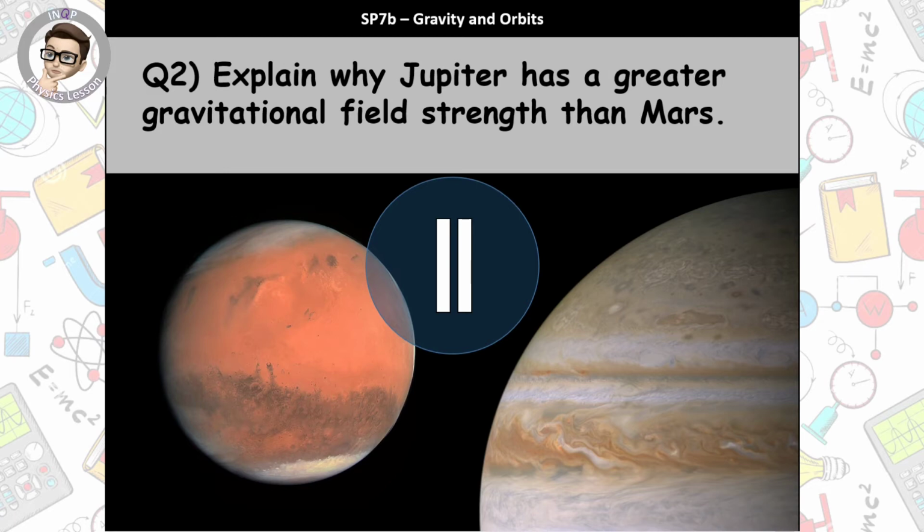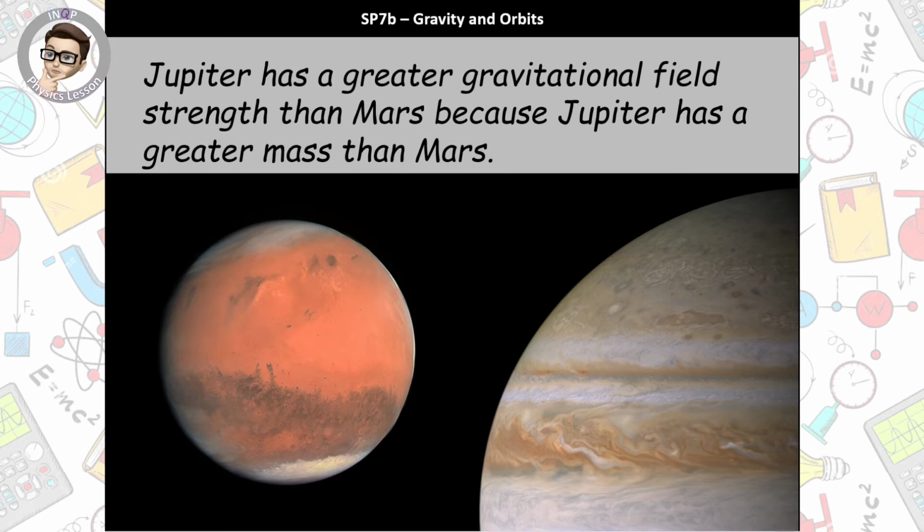Okay, well done. Hopefully you've come back and you've got an answer. So Jupiter has a greater gravitational field strength than Mars because Jupiter has a greater mass than Mars. What about if we considered it in terms of distance from the Sun? Which of these two would have a greater field strength from the Sun due to its distance? Well, hopefully you were just thinking about that and you should have thought Mars, because Mars is closer than Jupiter.